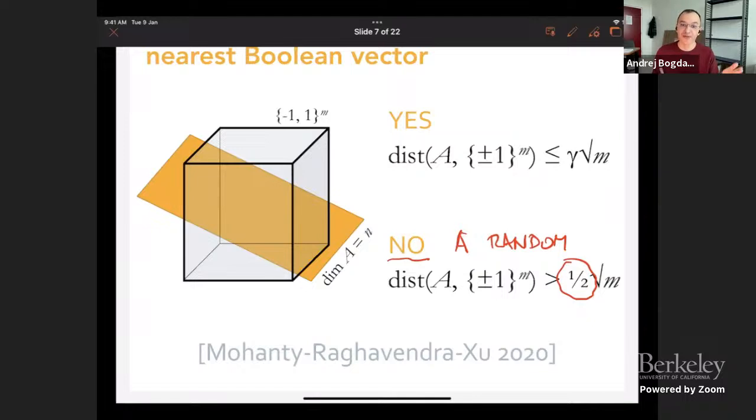And actually, it's not 1/2, it's some constant, like, I don't remember, 2 over pi or pi over 2 that they calculate, where they say that most subspaces where the ratio n over m is a sufficiently small constant are actually quite far from the Boolean cube.